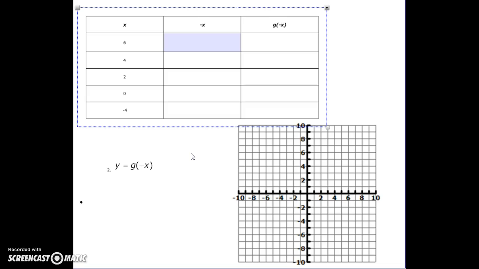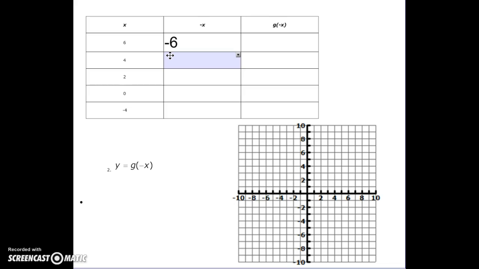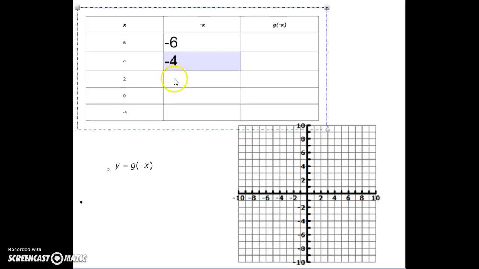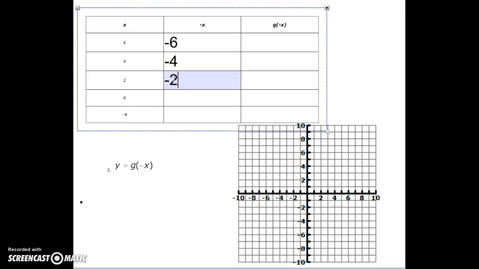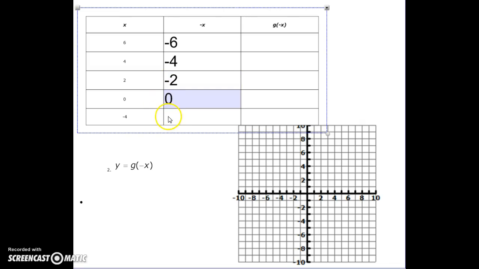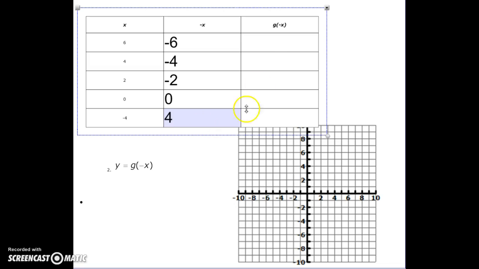So the opposite of 6 is negative 6, negative 4, negative 2, the opposite of 0 is 0, and the opposite of negative 4 is 4.